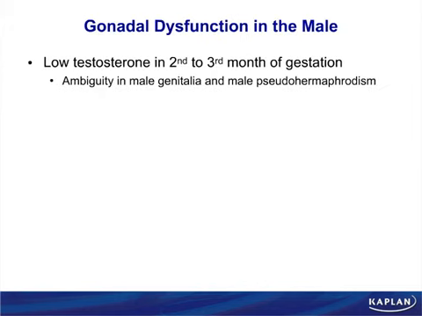Low testosterone in the second and third month of gestation results in decreased production of internal male structures. And that is because you need testosterone to make the internal male structures. And remember, dihydrotestosterone comes out of the testosterone. So if you don't have the testosterone in utero, you don't make any of the male structures.